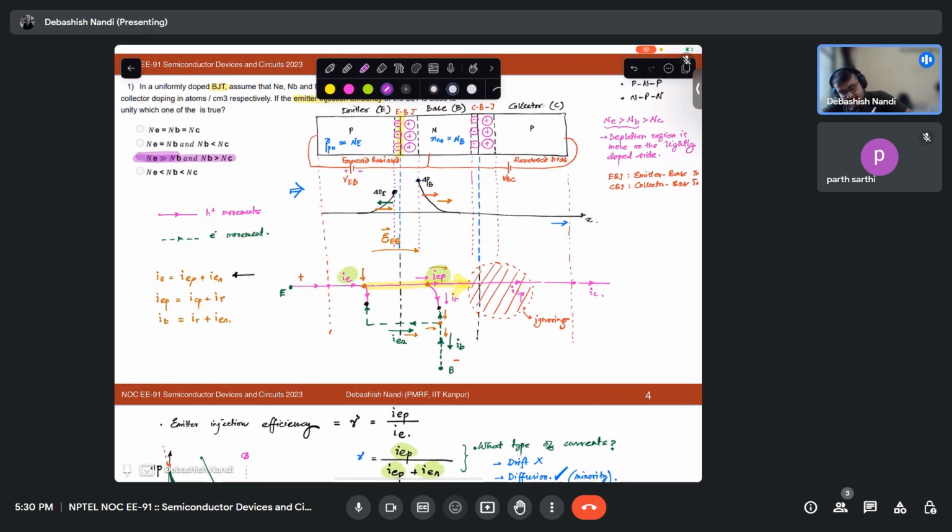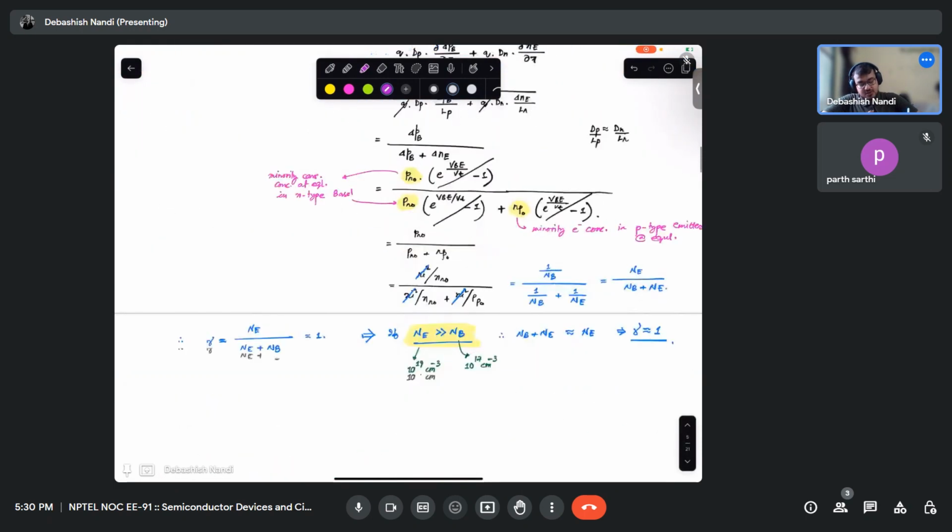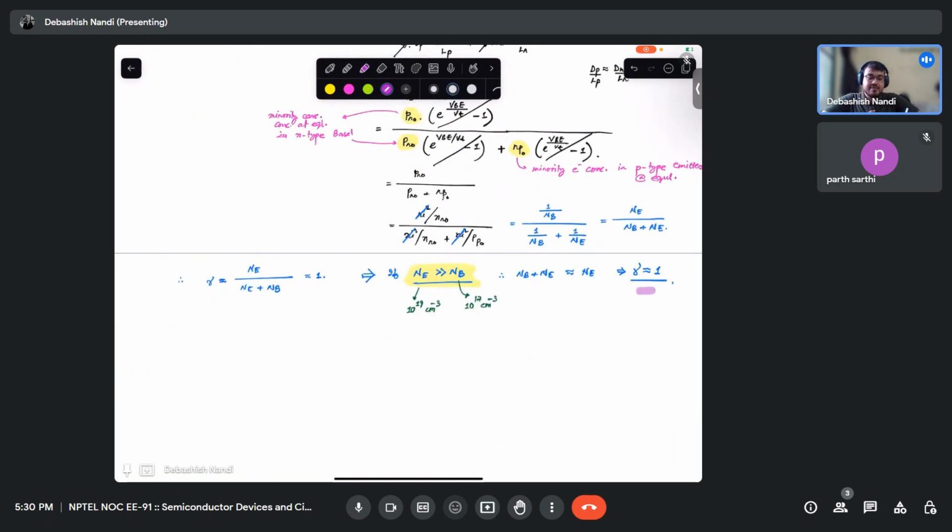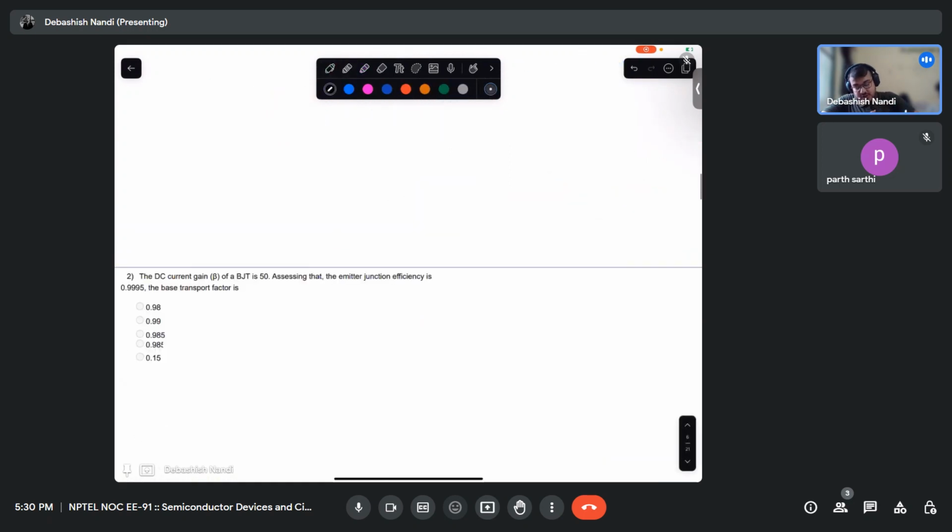As the constraint is on emitter base junction efficiency, the constraint is on emitter base doping only. So from that you can see that if NE is much greater than NB, then we can definitely say that my emitter base junction efficiency will be almost close to unity. So this is how to go about this problem. You can remember it, but it is good to understand the basics. So now let's move on to the next problem.